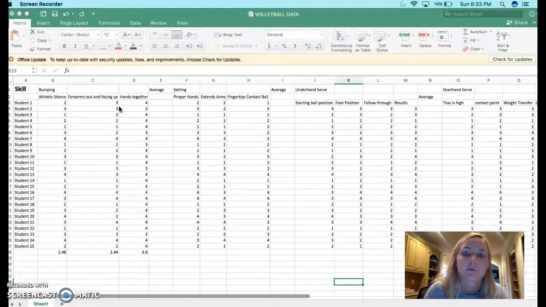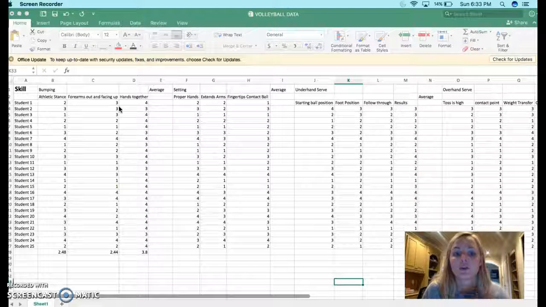I think data is super important to have every day because it allows you to see growth in your class and where things need to be changed or altered due to student learning.